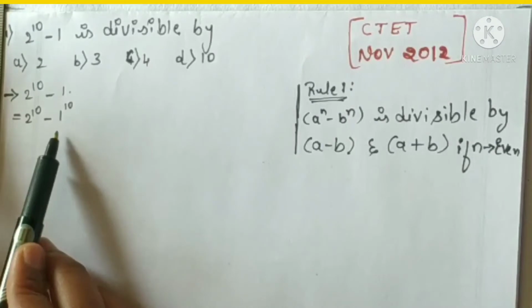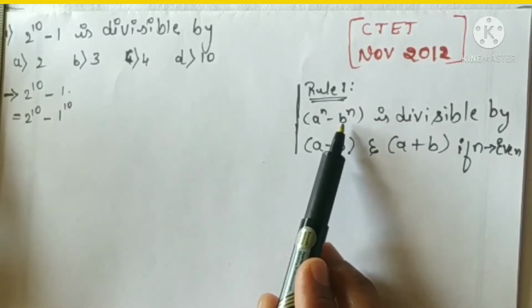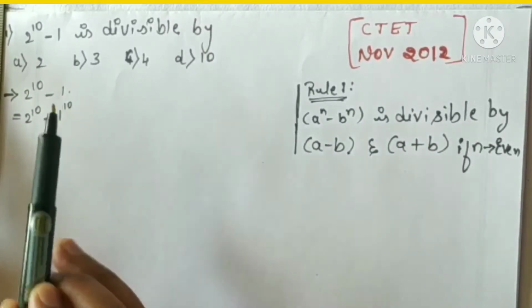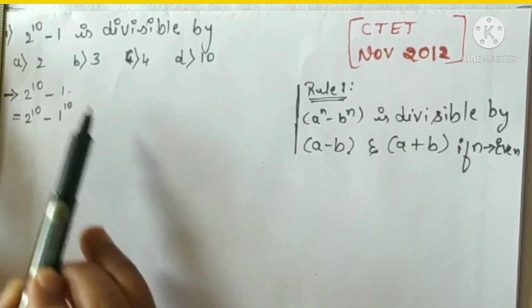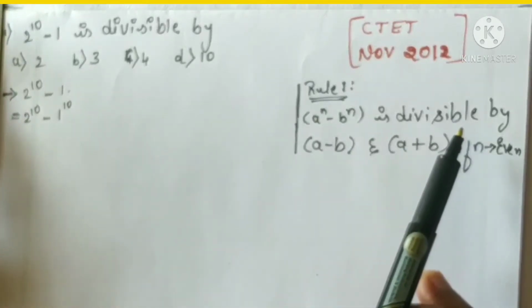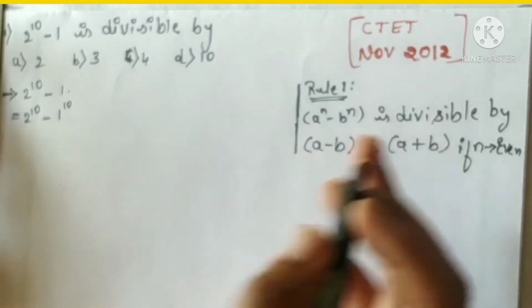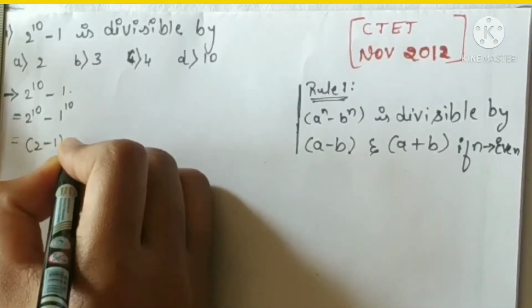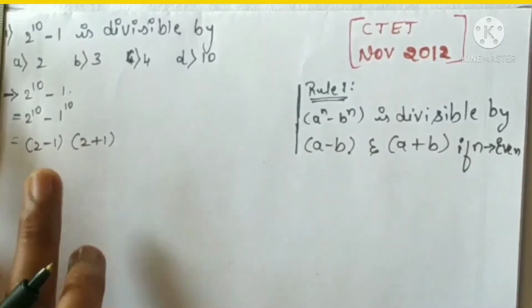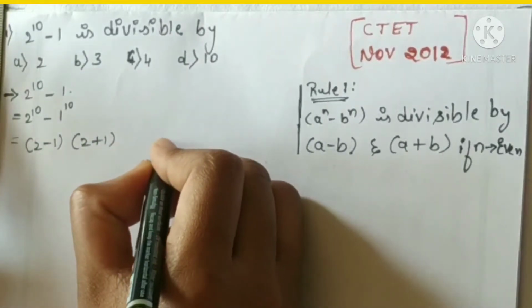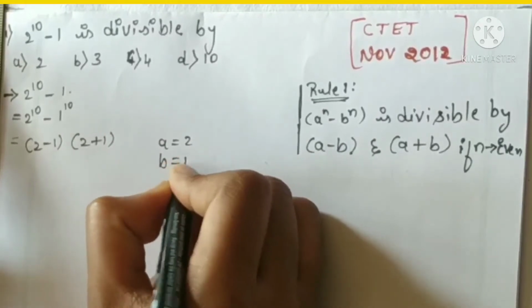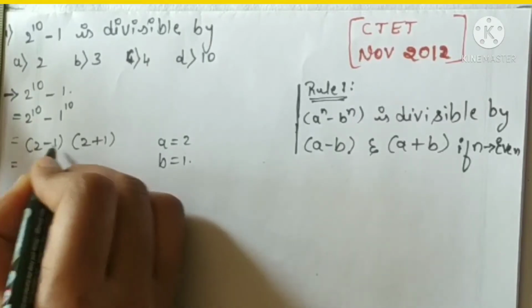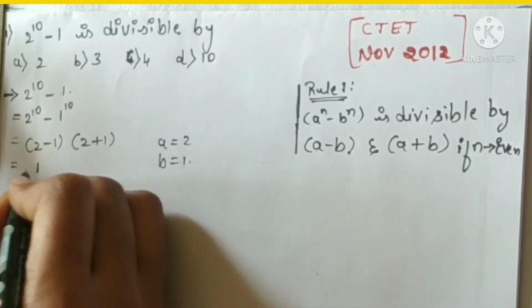Now this is of the form a to the power of n minus b to the power of n, where n is even, because 10 is an even number. So the given data matches this rule. From this rule we can write 2 minus 1 into 2 plus 1. Here I compare a with 2 and b with 1 by applying this rule. Now 2 minus 1 is 1, and 2 plus 1 is 3.